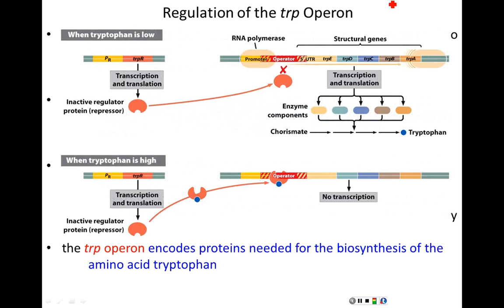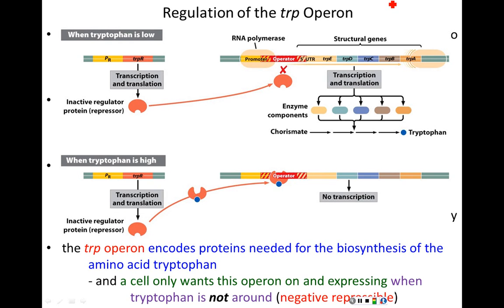So I've already said it, but the trp operon is a different operon, distinct and separate from the lac operon, and the trp operon contains genes encoding proteins that are needed for the biosynthesis of the amino acid tryptophan. And the cell only wants this operon on, and it only wants to express these genes, when tryptophan is not around in the cell. So the trp operon is an example of a negative repressible system. The natural default state of the operon is to be on. It must be forcibly turned off, but we're saying it's repressible now. So most of the time the cell allows the operon to be on, and it only turns it off under distinct and unique circumstances.